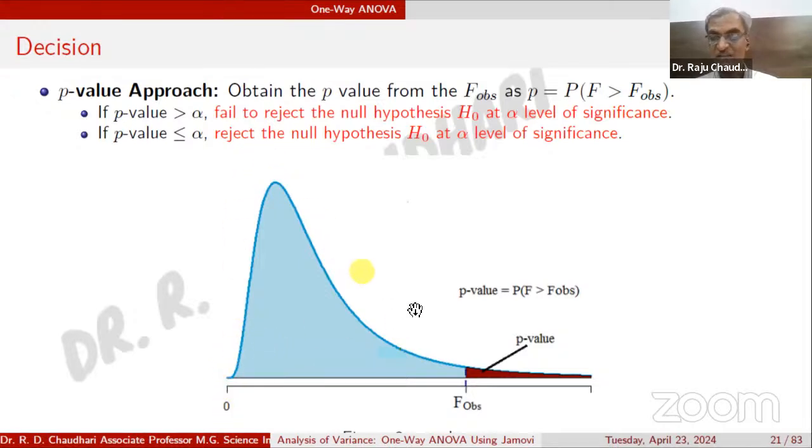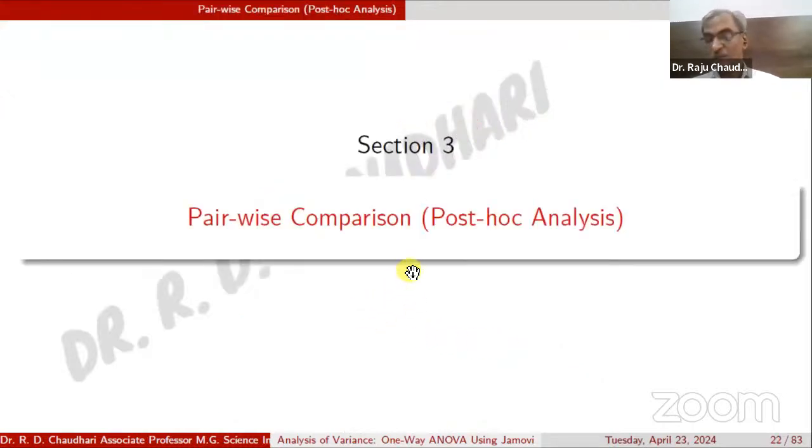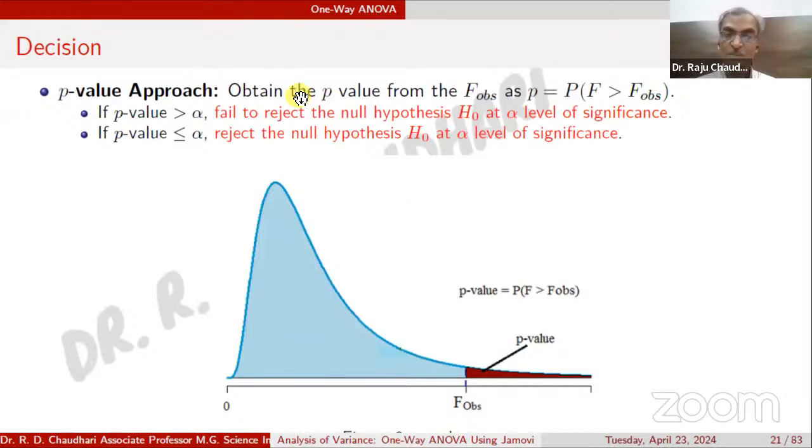Now, this is how we can represent the p-value graphically. So this is the graph of the F distribution, which is always positively skewed. This is your F observed value, and the area beyond that is the p-value. It is nothing but the probability that the F value is greater than the observed test statistic. So that gives you the p-value.